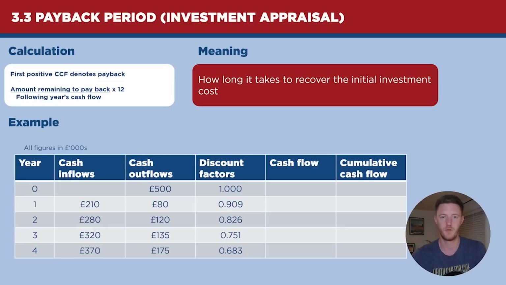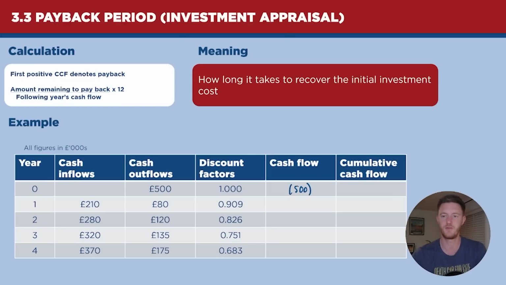So if we've got an example here where we are saying that the cash outflows in year 0, so year 0 being now, is 500. So this is a £500,000 project, and then we've got cash inflows and outflows during that year. We want to work out at what point do we reach payback. So we're going to first of all have to calculate our cash flow. Year 0, the discount factors, by the way, they're on there because we're going to use this later on for the net present value. We don't need that for this bit.